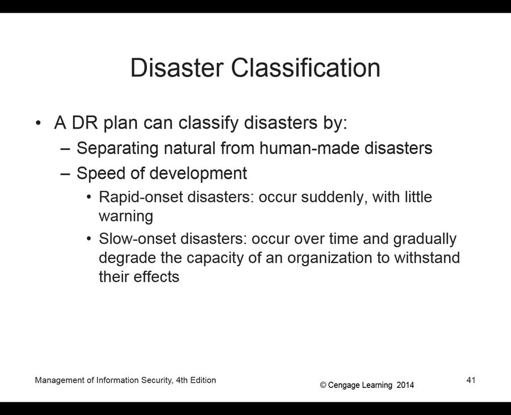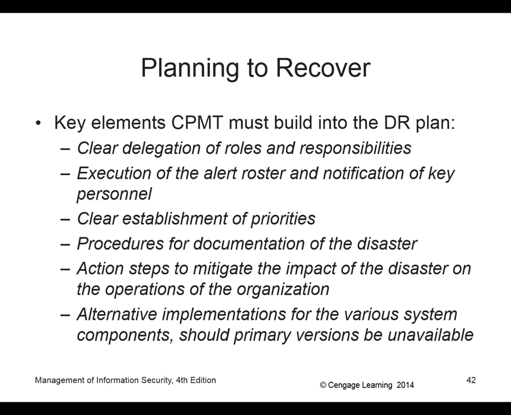Okay, roles and responsibilities. Execution of it. How does all this stuff happen? Okay. Priorities, procedures, all that stuff needs to be written down. Alternative implementation in case something doesn't work right.